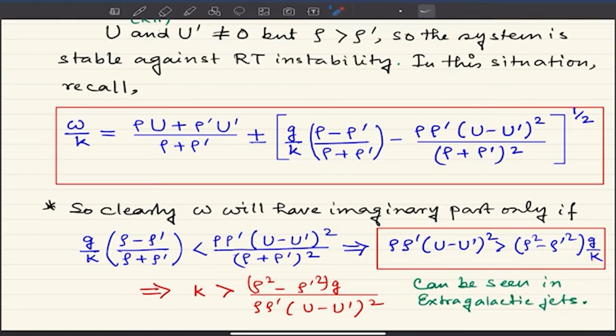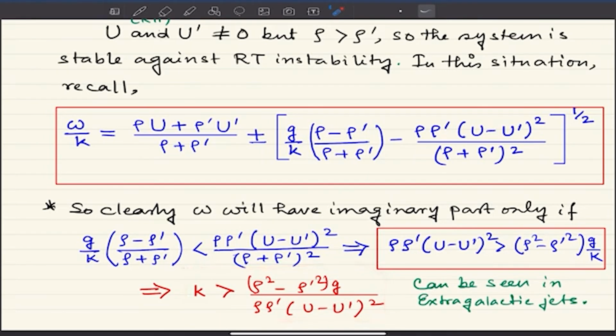Till now we did not have any k dependence in the criterion of the instability. Now we will have a k dependence. The k should be greater than (rho squared minus rho prime squared) times g divided by rho rho prime times (u minus u prime) squared. So if my k is greater than this value, I will have a Kelvin-Helmholtz type of instability.